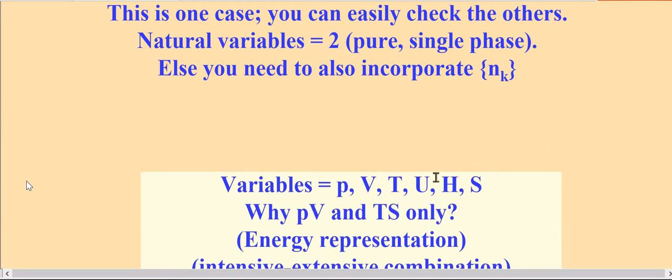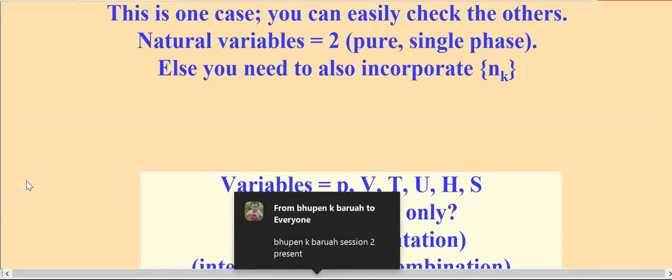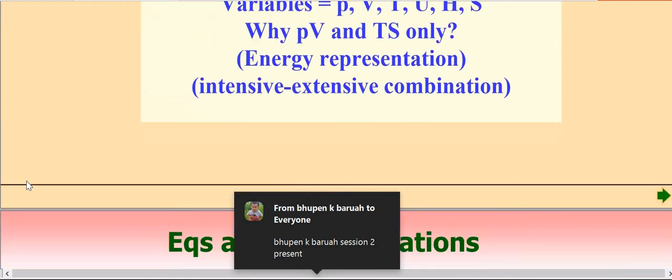So PV and TS, of all these, any arbitrary multiplication of one with another will not yield any state function, because you have to respect this energy representation and the extensive character of the overall thing. It should not be twice extensive. So T is intensive, S is extensive, and that's why the whole thing is extensive. Here also the same thing.